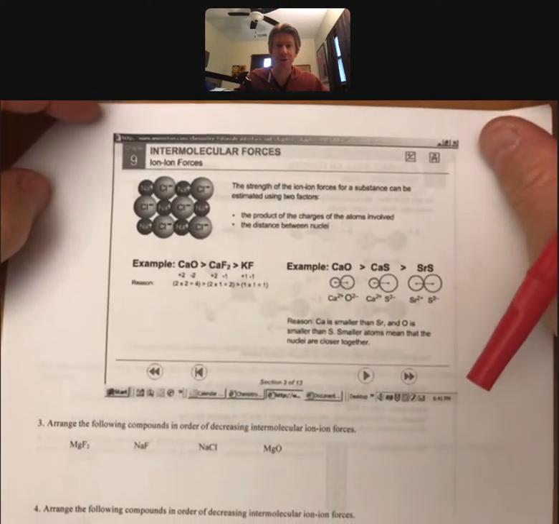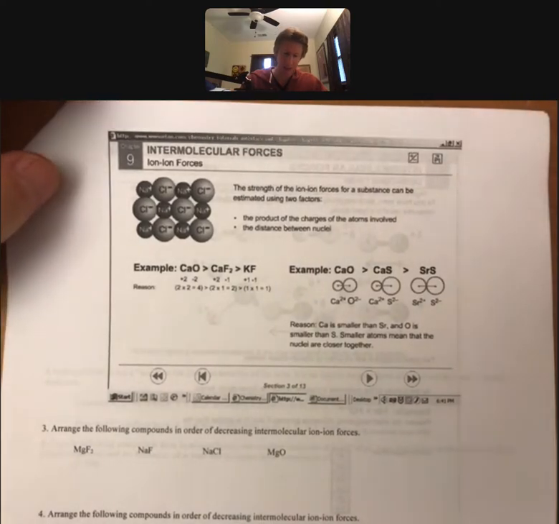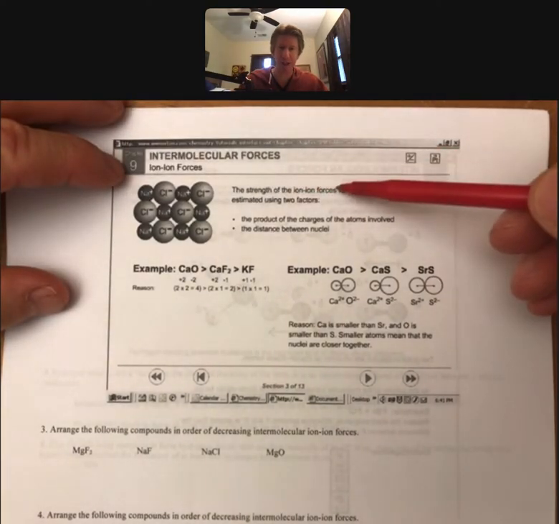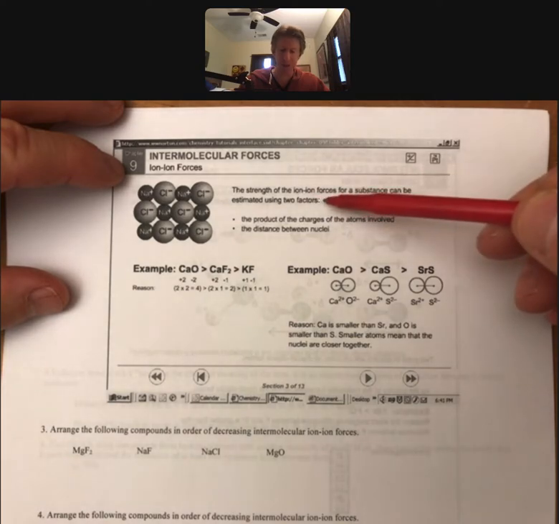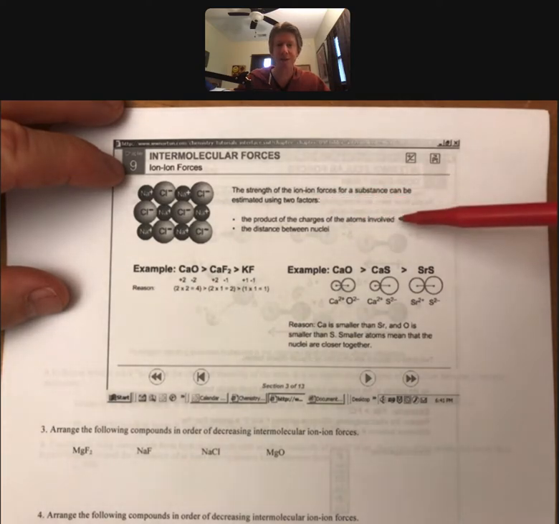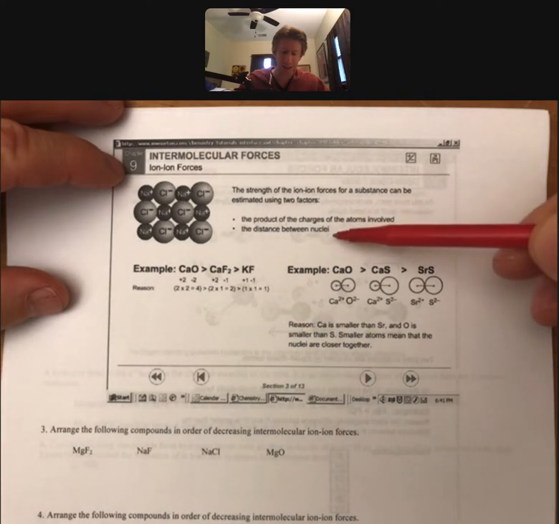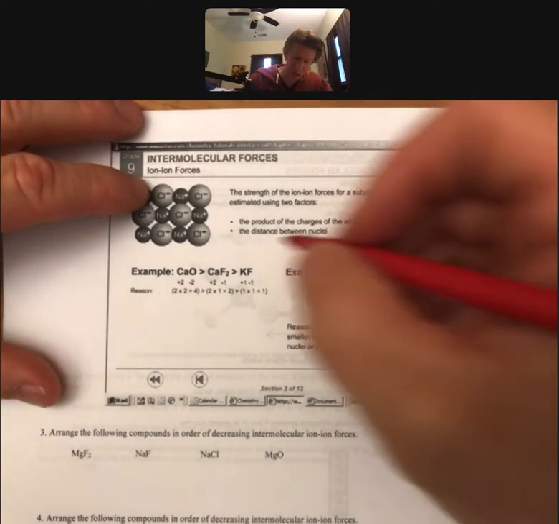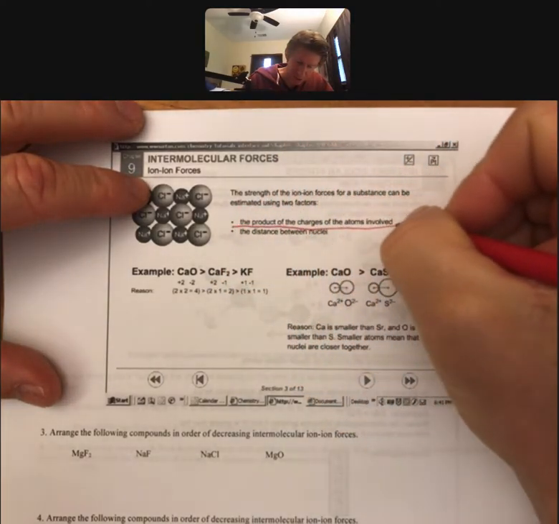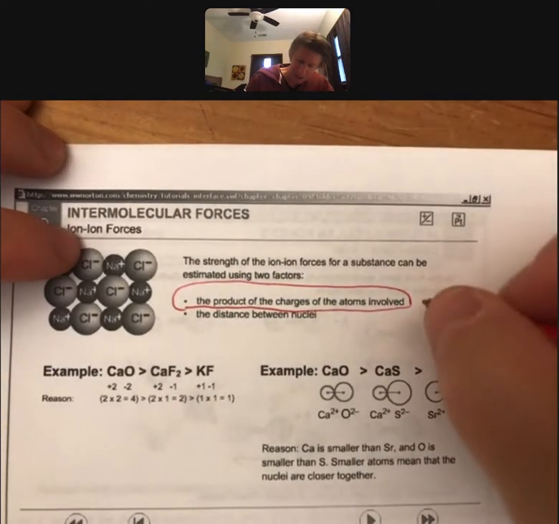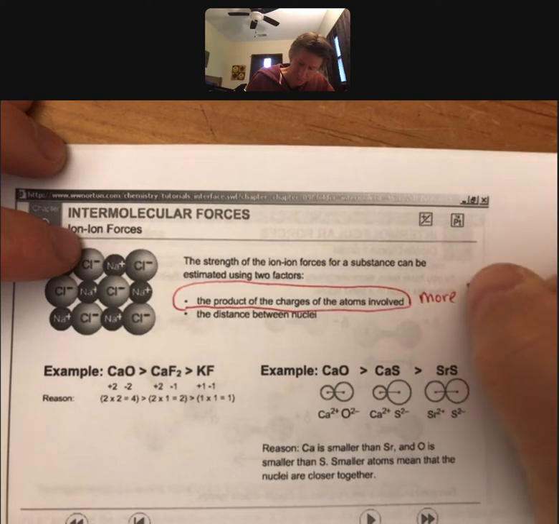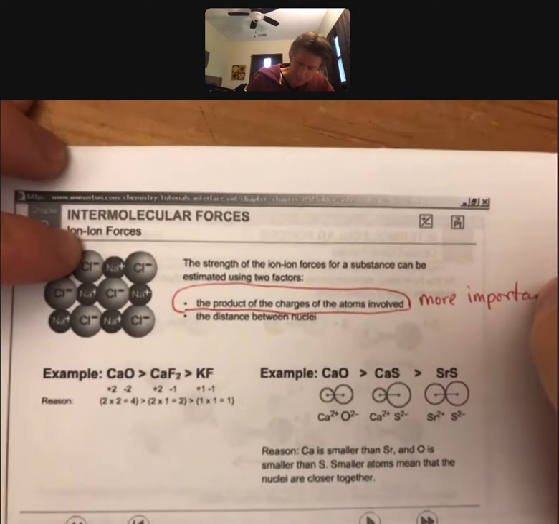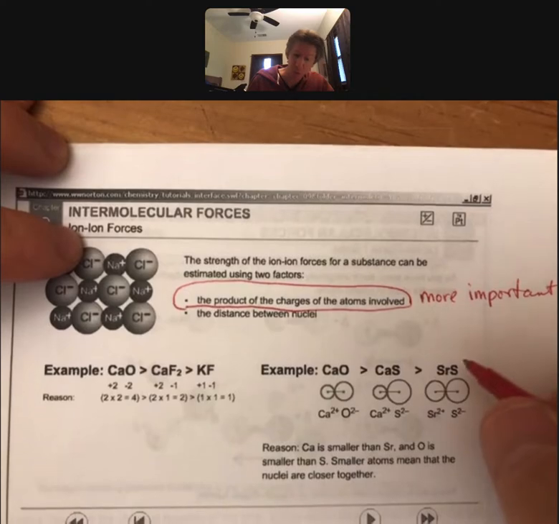We'll continue with ion-ion forces, because there are some trends in ion-ion forces. The trends go like this. The strength of the ion-ion forces for a substance can be estimated using two factors: the product of the charges of the atoms involved and the distance between nuclei. I'm going to make a distinction here. This first one, the product of the charges, is the more important trend.